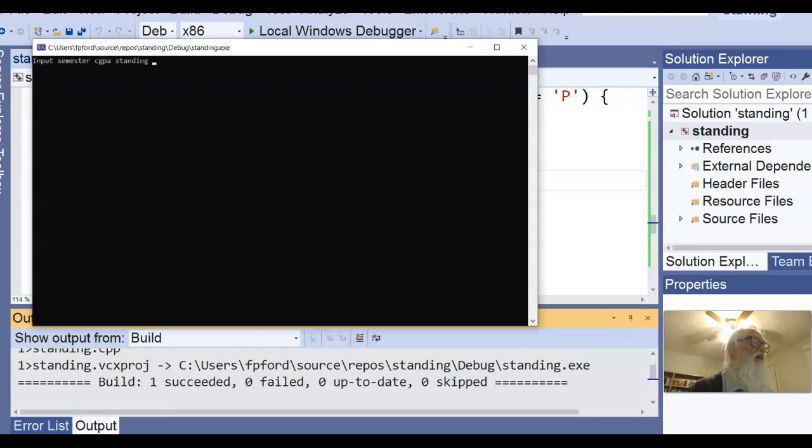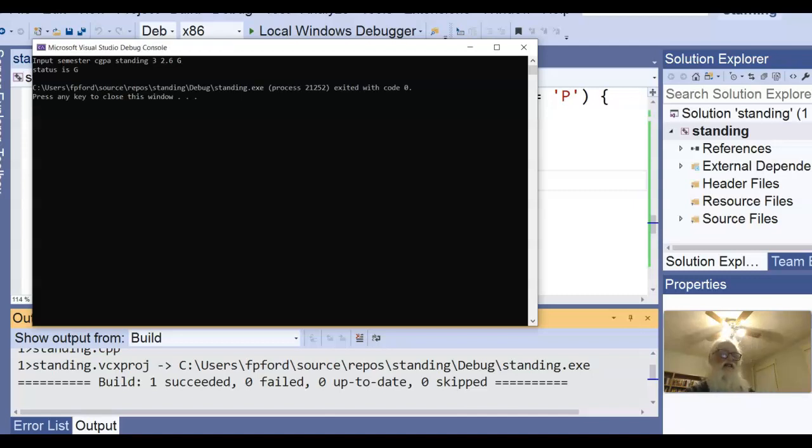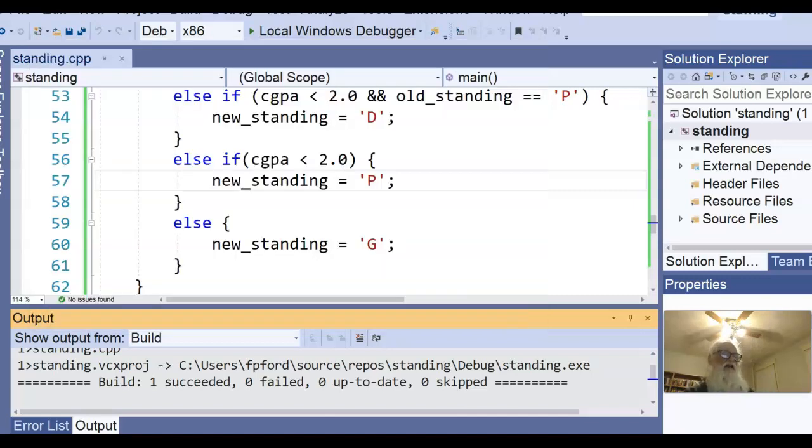And it wants a semester, so I'll say semester 3. It wants a GPA, 2.6, and it wants the standing, which was good before this. And the new status is good. Now that one works, but I wouldn't want to bet on the rest.